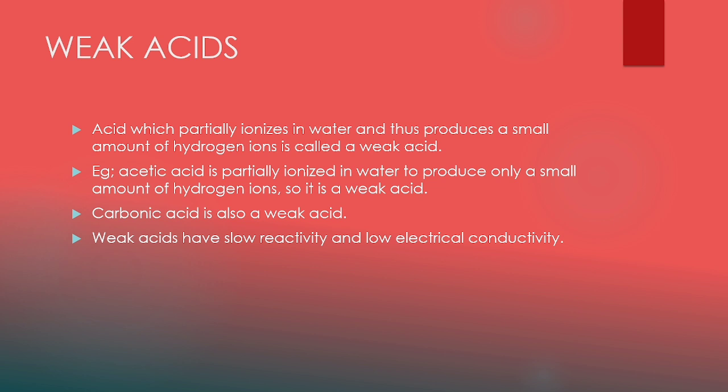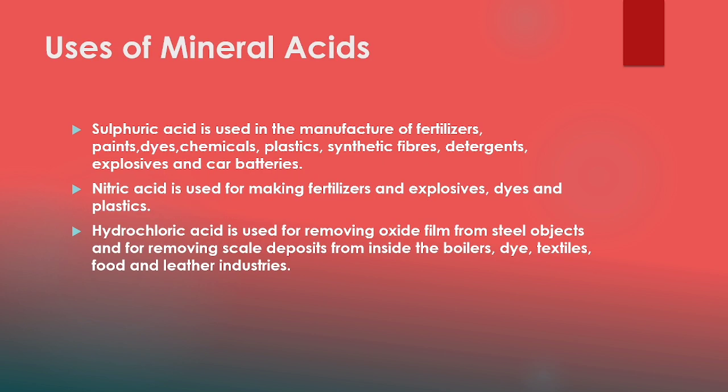And what about the properties? They have slow reactivity, they slowly react with other substances, and also their conductivity is less because they produce fewer ions. So hope you understood what are strong and weak acids. Strong acids completely ionize in water to produce a large number of H plus aqueous ions. If they partially ionize in water and produce a small amount of hydrogen ions, then it is called a weak acid.